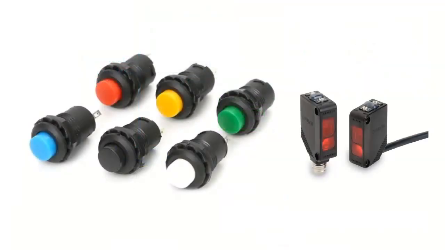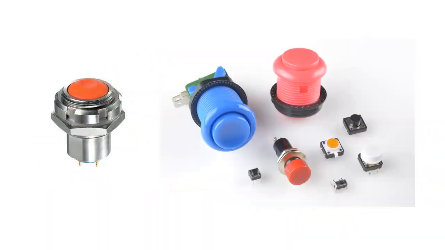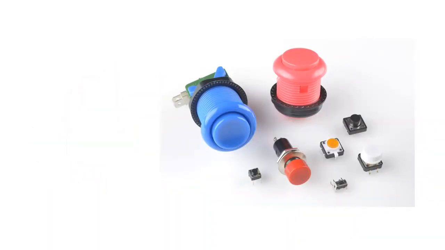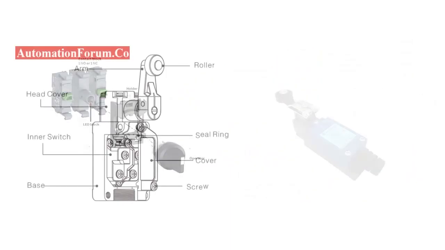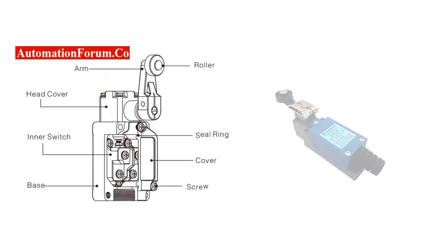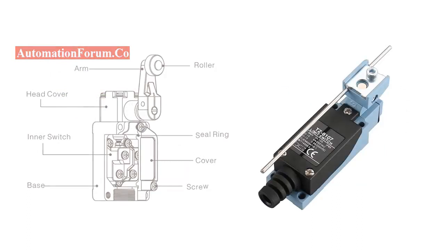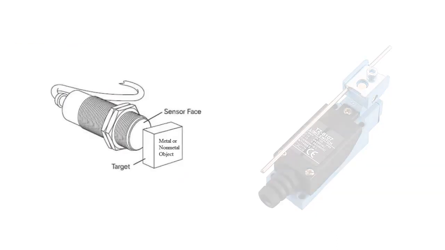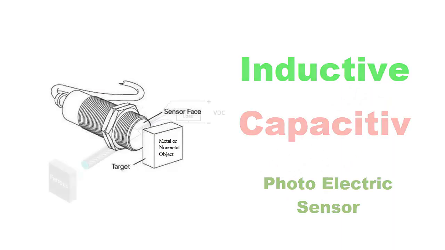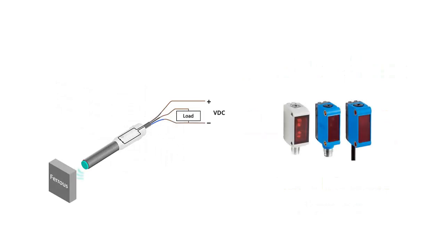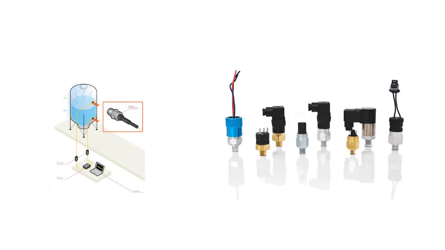Some common PLC input devices include push buttons, momentary switches used to detect manual inputs, such as start/stop buttons or selector switches. Limit switches, used to detect the presence or position of objects or equipment, often with mechanical actuators. Proximity sensors, inductive, capacitive, or photoelectric sensors used to detect the presence or absence of objects without physical contact. Pressure sensors measure pressure levels in pneumatic or hydraulic systems.